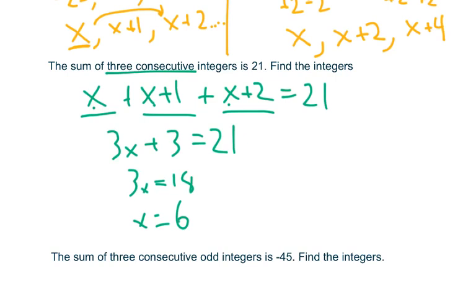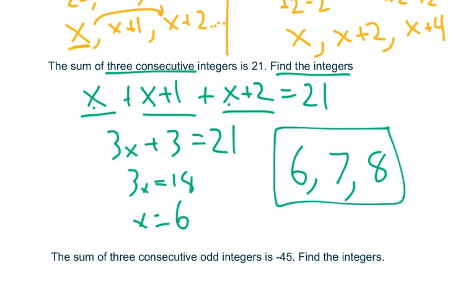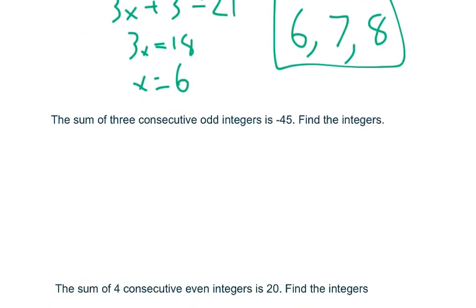Now I'm not done, because I've just found what x equals. I need to find the integers. Well, I start at 6, and then I add 1, and then I add 2. And those are my integers. Now, let's take a look at this example. Find 3 consecutive odd integers. So I'm still adding 3 numbers. So I'll set up those placeholders. I set it equal to negative 45. Seems a little weird, but it could work out.